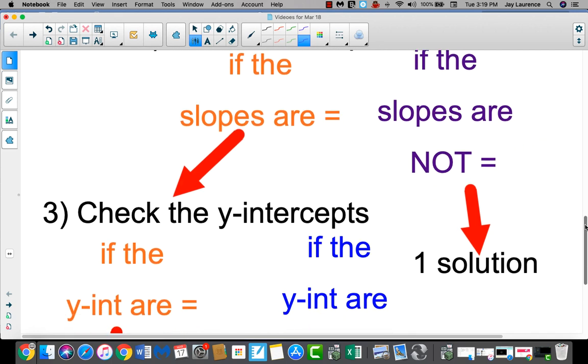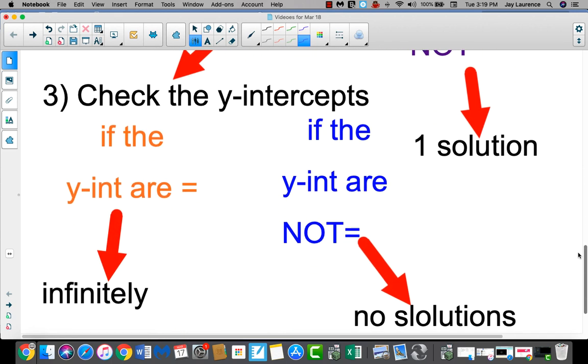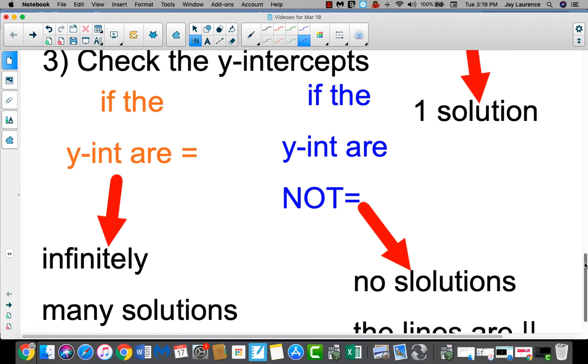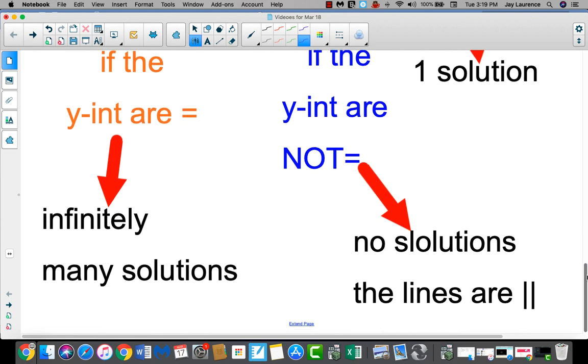You definitely want to write this chart down. It's a little flow chart. Check the y-intercepts. If those are equal, we have infinitely many solutions. It's a case where there's actually the same line, the same equation. If the y-intercepts are not equal, then there is no solution because the lines are parallel. Yeah, in algebra, we don't say parallel lines don't intersect like you might have said in the past. In algebra, we say parallel lines are parallel because they have the same slope.